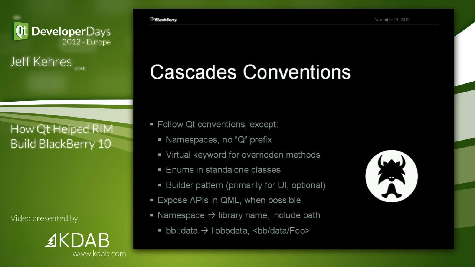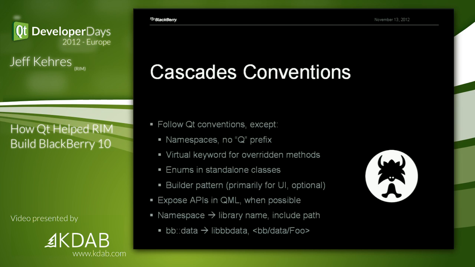So what do APIs in the Cascades framework look like? Well, we build on Qt, so we try and look like Qt when we can. We try and follow Qt conventions whenever possible. There are a few notable exceptions. For instance, we don't prefix all of our classes and functions with Q. Instead, we use namespaces. And if you saw those previous slides, you probably guessed that we were using namespaces with the colon. We use the virtual keyword whenever we override a method in all the subclasses. Many of our enums live in their own standalone classes, just to make referencing them a little bit nicer from QML.